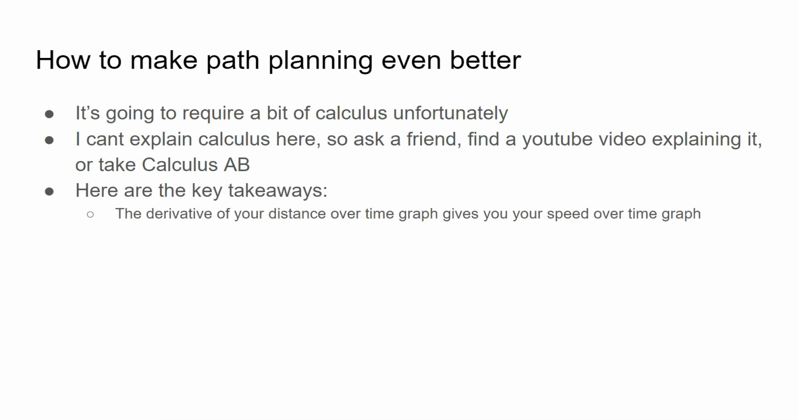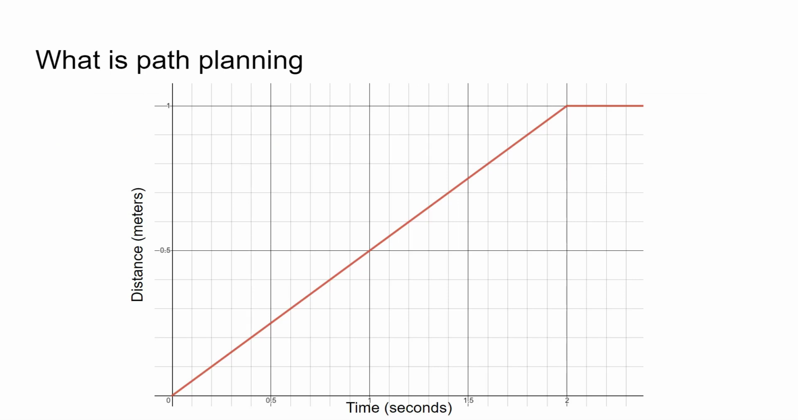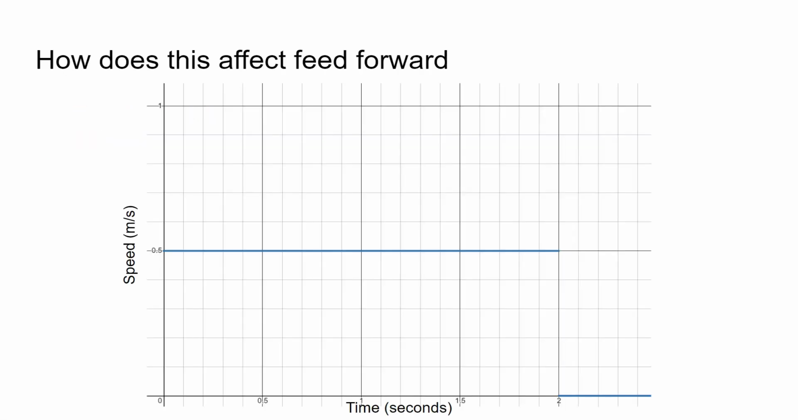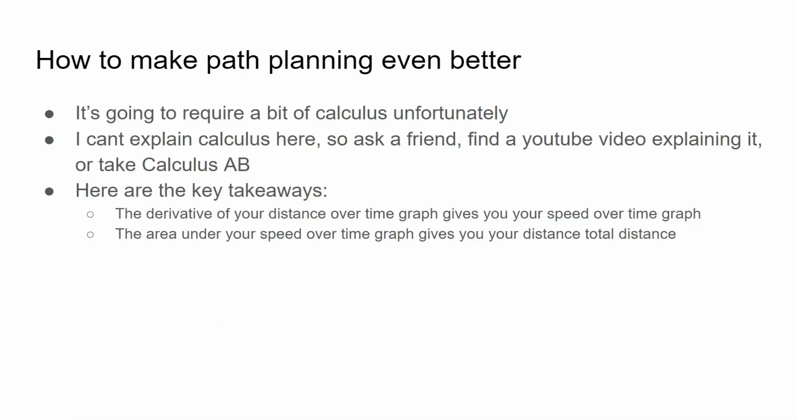The derivative of your distance over time graph gives you your speed over time. So for those of you who know what derivative means, you know it means slope. And we can see with a straight line, the derivative of a straight line is simply the slope of that line. So you can see this straight line here has a slope of 0.5, right? If we take its rise, which is 1, over its run, which is 2, we get 0.5. And then after 2 seconds have elapsed, we can see that the slope of our line becomes 0. And that's reflected in this graph here, where we can see that the speed is 0.5 and then it goes to 0. And similarly, the area under your speed over time graph gives you your total distance.